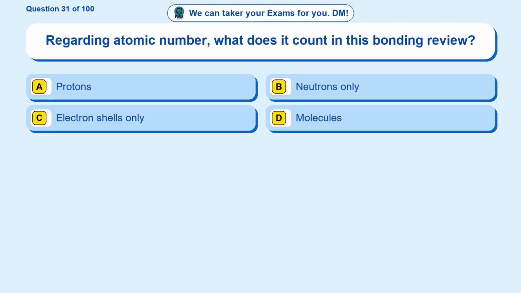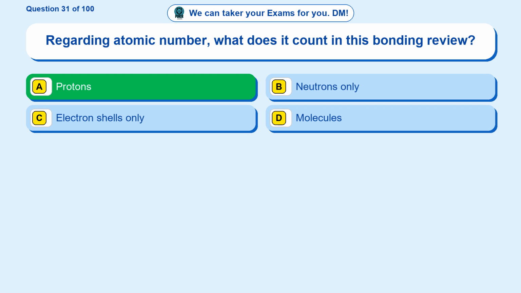Question 31. Regarding atomic number, what does it count in this bonding review? Option A, protons. Option B, neutrons only. Option C, electron shells only. Option D, molecules. The correct answer is option A.